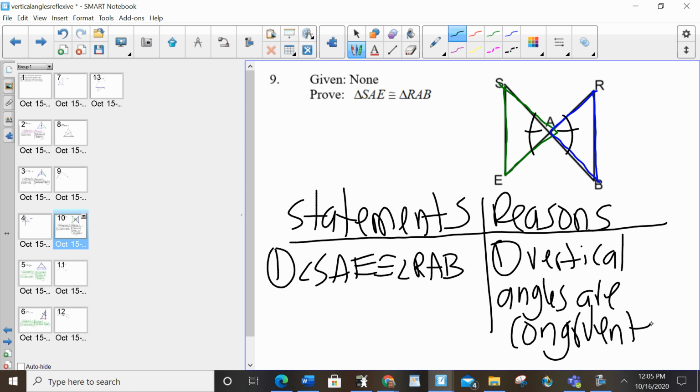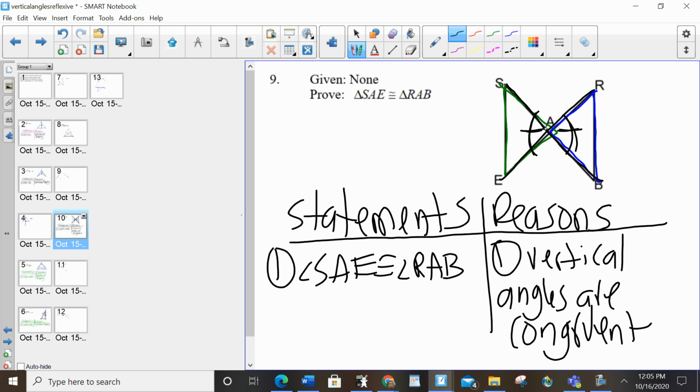So there are two things that we can conclude without givens. There's reflexive property and there's vertical angles. When we see an X, when we see intersecting lines, vertical angles are formed. Once we identify them, name them, and the reason for vertical angles is going to always be vertical angles are congruent. You need to write are congruent.